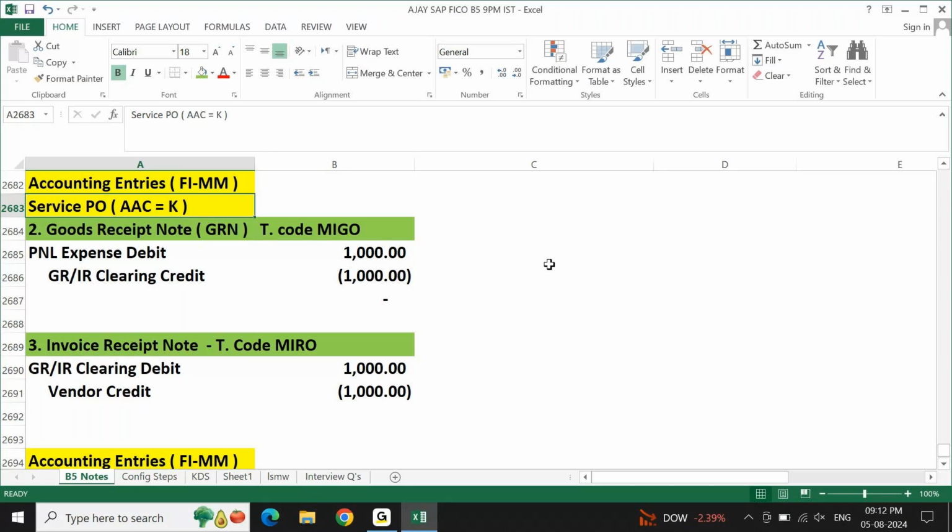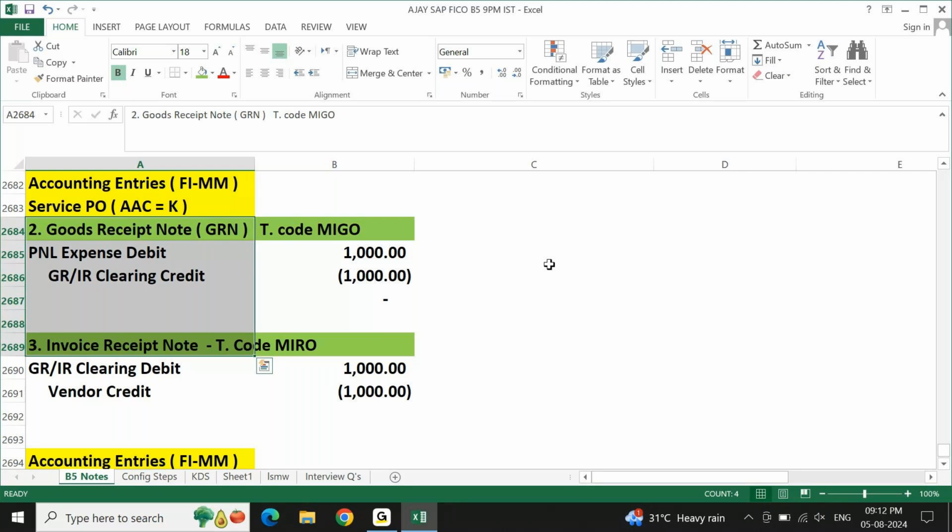In your interviews, people might straight away put a question: what will be the accounting entry in case your purchase order is created with account assignment category K? They'll not say service PO and all. If they say the PO is created with account assignment category K, what will be the accounting entry? How will your integration work? They are expecting the same thing, but the question they are asking in a different way. If you know this, you will find it very simple. You can easily answer.